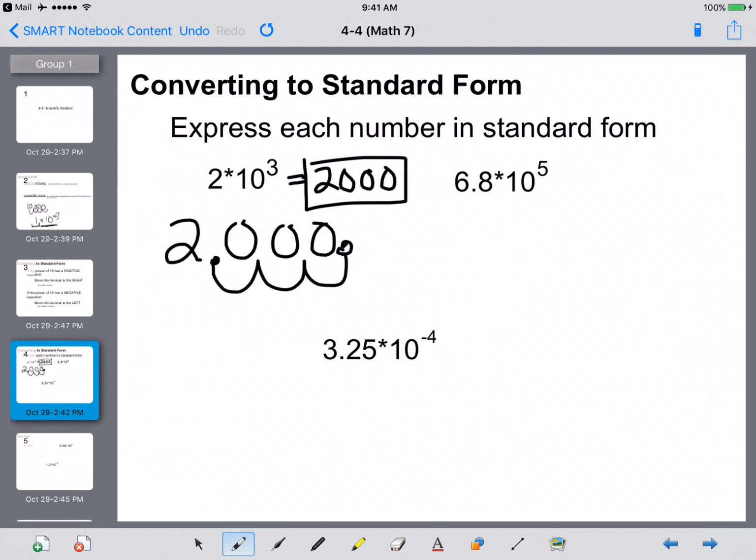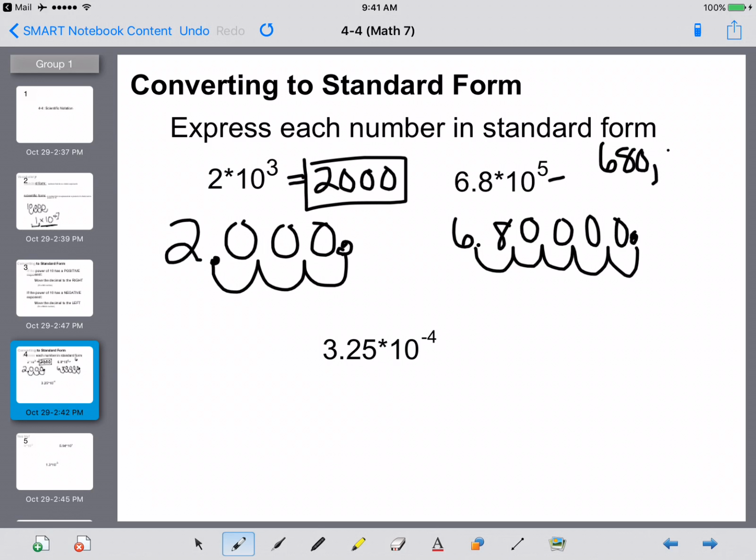6.8 times 10 to the 5th. So you've got 6.8. We got to move our decimal over 5 spaces. So 1, 2, 3, 4, 5. There's our new decimal. Fill in with zeros. So we've got 680,000.